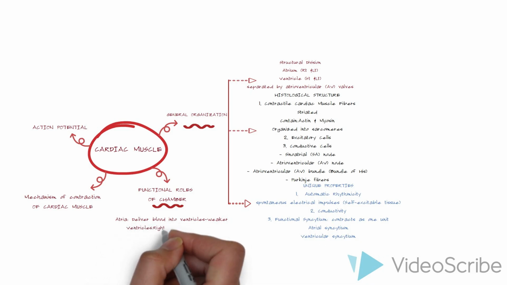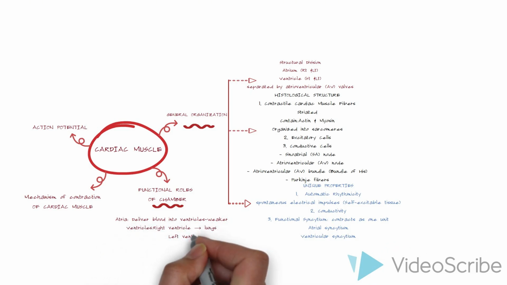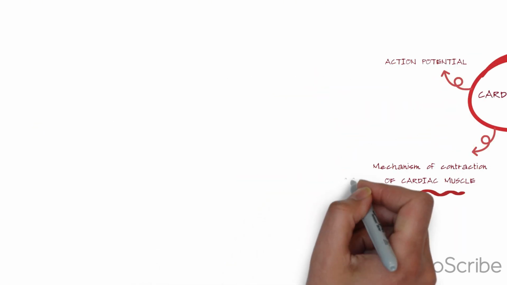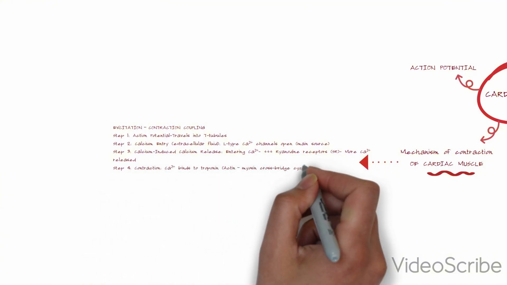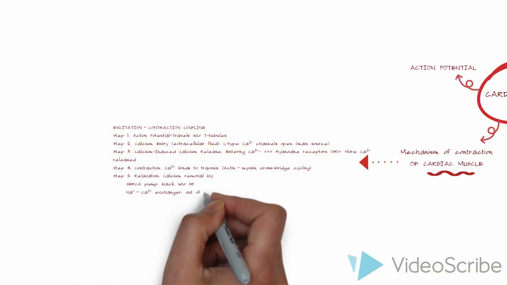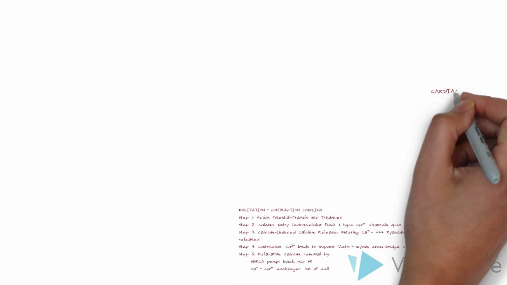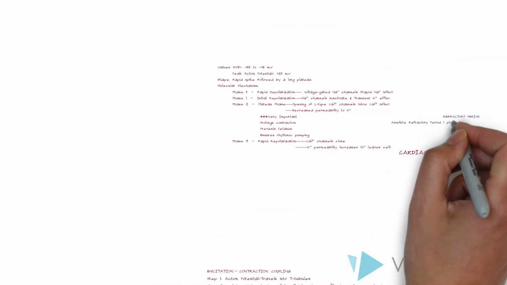Then we discussed the excitation-contraction coupling: the action potential causes calcium entry, this triggers calcium release from the sarcoplasmic reticulum. The calcium allows actin, myosin, and cross-bridging. For relaxation, calcium is removed, either pumped back into the sarcoplasmic reticulum or moved out of the cell.